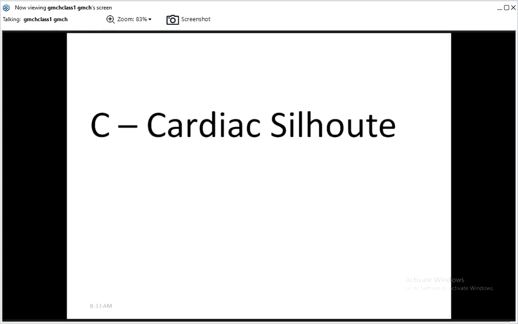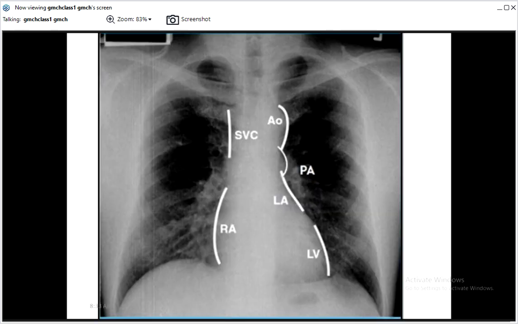Now coming to the cardiac silhouette, C for cardiac silhouette. So what you have to see in the cardiac silhouette? These are the basic structures which form the borders of the heart, the outline of the heart. On the left side, we have the left ventricle, left atrium. This is the pulmonary artery, and this is the aortic knuckle, as you see. And what is there on the right side? We have the right atrium and superior vena cava. So these are the main structures which form the cardiac silhouette.